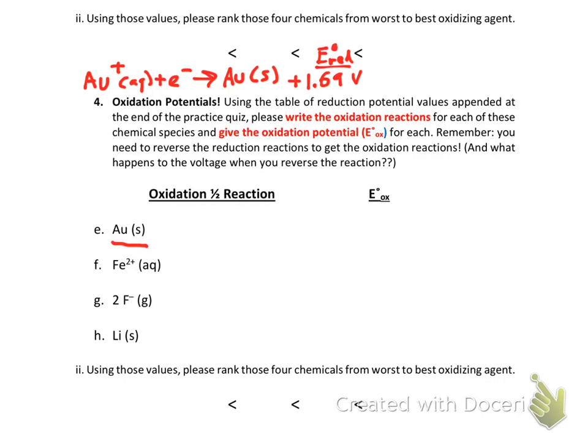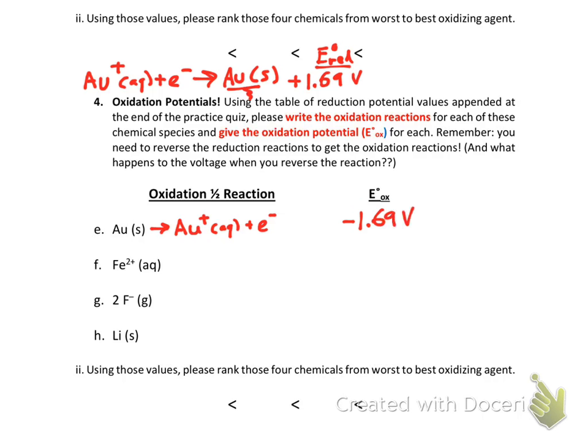So now, the question is, what is the potential for oxidizing Au solid? So we're flipping that reaction around. When we flip around the reaction, it becomes Au solid turns into Au plus, aqueous, and it gives off an electron. Whenever we flip a reaction, remember the voltage also flips because we're doing the opposite reaction. So this is negative 1.69 volts.